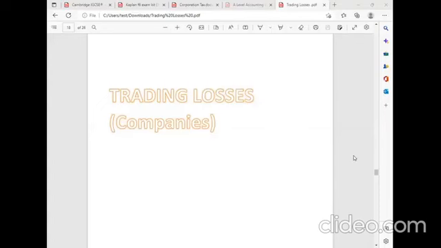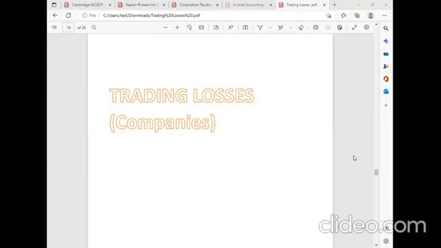Trading losses for companies. Please note one thing: this topic is similar to individual trading loss, but it's a bit easier. In individual trading loss, we have lots and lots of things. The first one was that the basis period was applicable when we calculate loss for individuals. But for companies, there is no basis period at all.